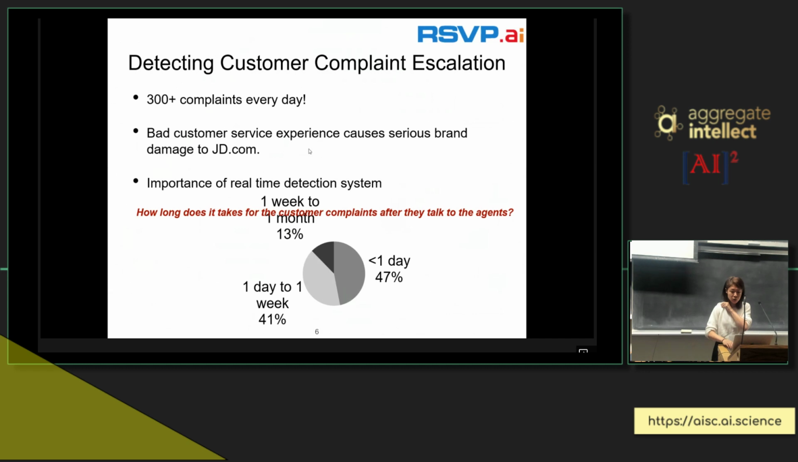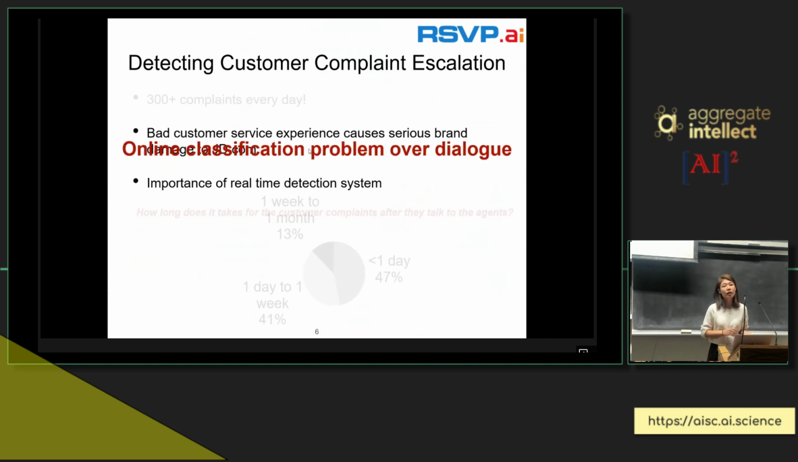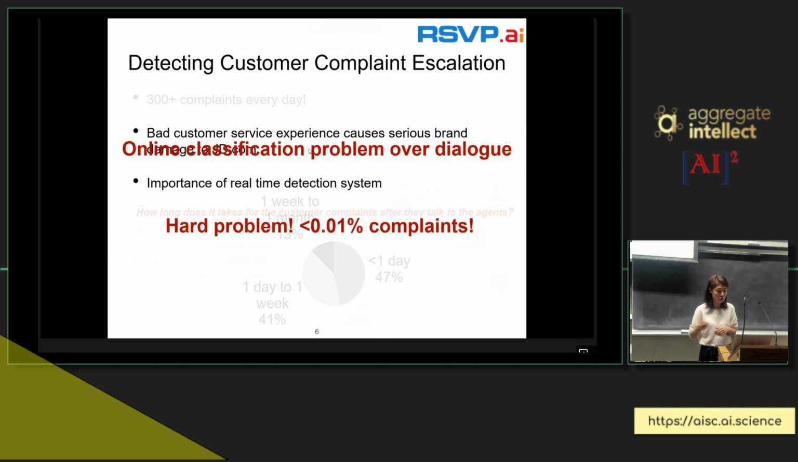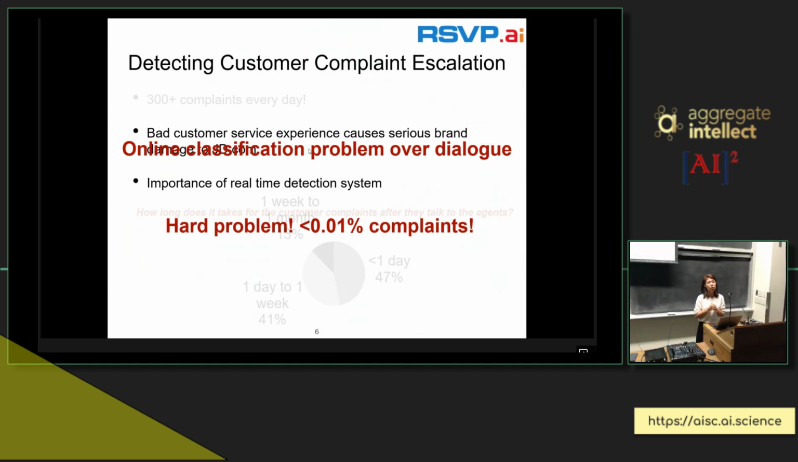So we treat it as an online classification problem, and we only do it over dialogues because we know that 75% of this kind of customers go through the online chatting, and also this is a very good starting point. So we can first solve the online chatting problem and then go into the phone calls, the call centers. So the number here, the real complaint customers over the overall customers, is lower than 0.01%, which means this is a very rare case.